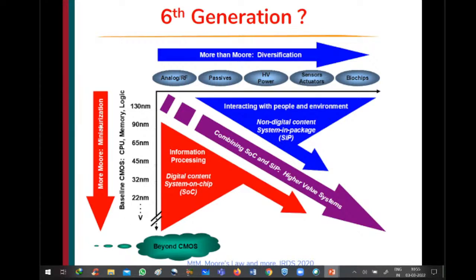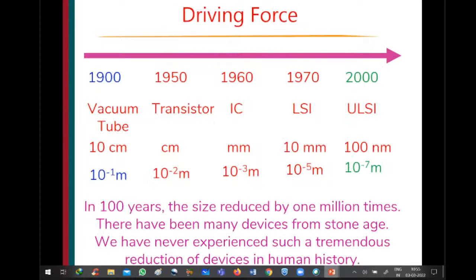So devices will keep reducing. That is something called Moore miniaturization. More than Moore, I mean, Moore is a person, Gordon Moore. He predicted a law, which I will be describing soon. So, more than Moore diversification is happening. Combining both of these is today's direction.